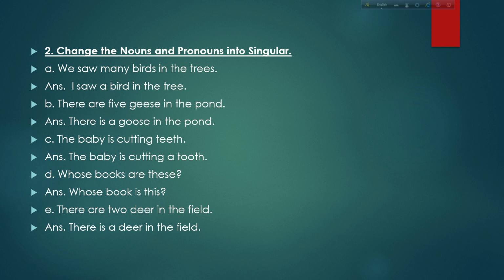There are 2 deer in the field. There is a deer in the field, because deer, singular and plural, both are similar word, deer.